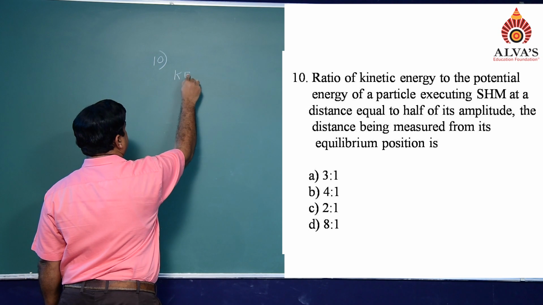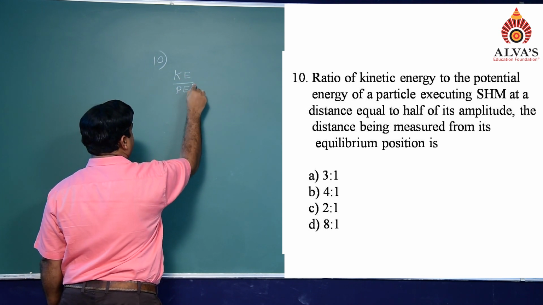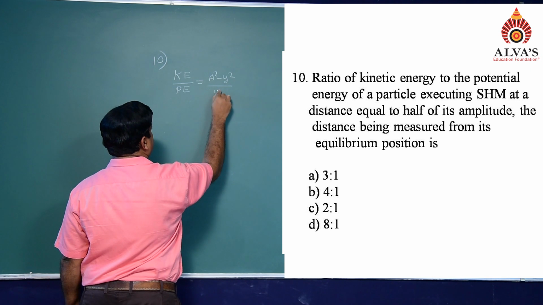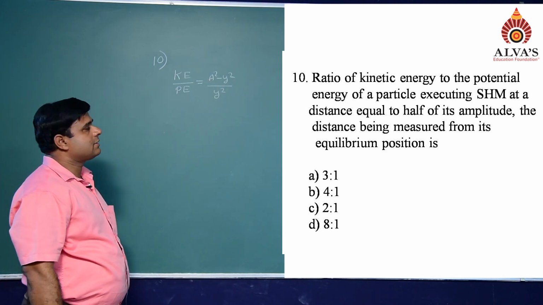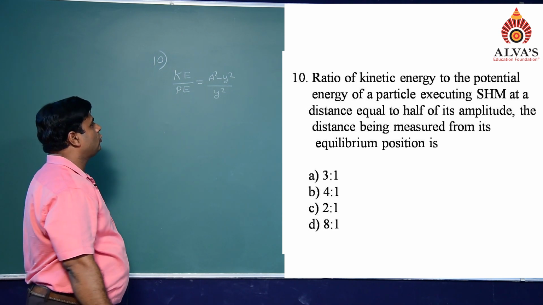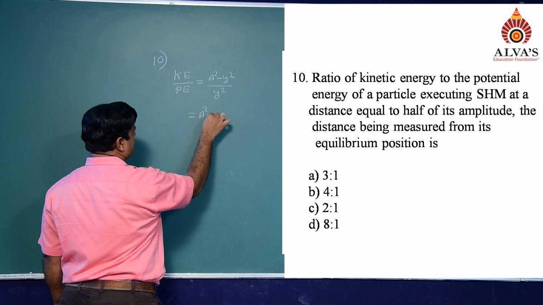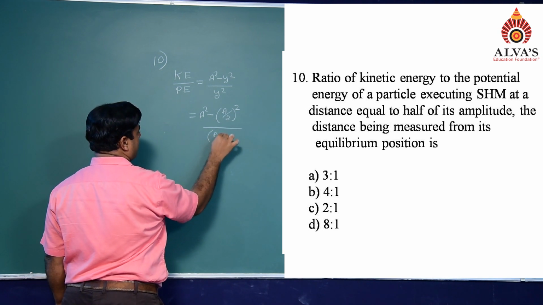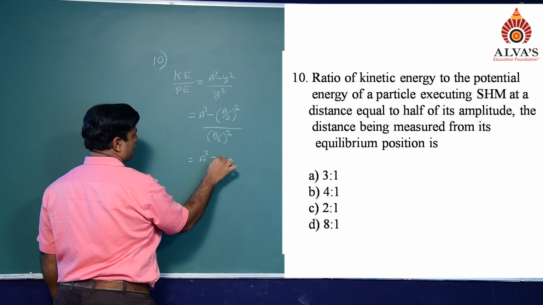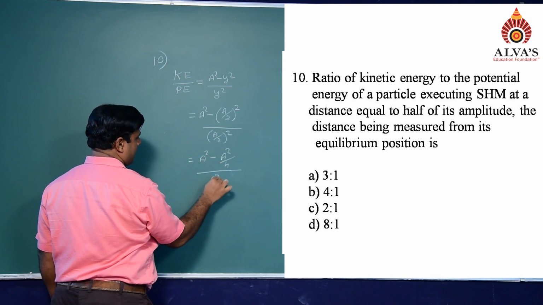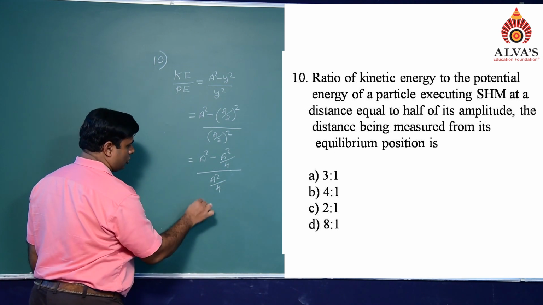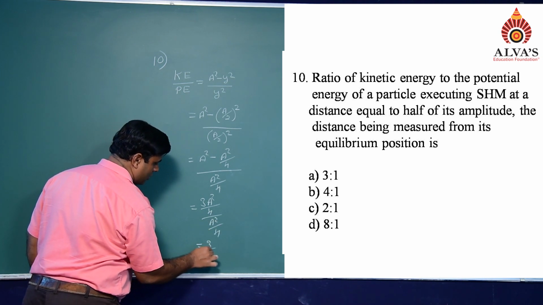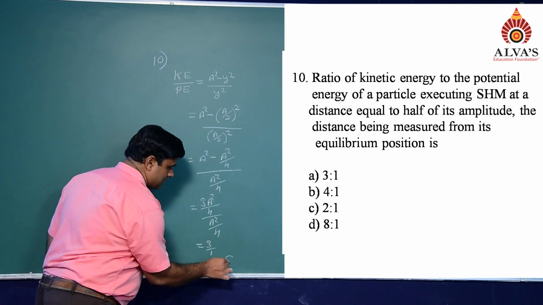Ratio of kinetic energy to the potential energy is given by the formula (A square minus y square) divided by y square. This ratio when y equals A by 2 is required. So, this is equal to A square minus (A by 2) whole square, divided by (A by 2) whole square, which gives A square minus A square by 4, divided by A square by 4, which is equal to 3A square by 4 divided by A square by 4, which is equal to 3 by 1. So, the answer is A.